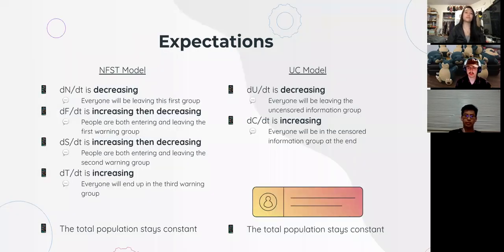For our expectations of the two SIR models, in the NFST model, the derivative of N is decreasing since everyone will be leaving the first group. The derivatives of F and S are both increasing, then decreasing, since people are both entering and leaving different warning groups. And the derivative of T is increasing, since people will end up with the third warning. For the UC model, the derivative of U is decreasing, since everyone will be leaving the uncensored information group. And the derivative of C is increasing, since everyone will be in the censored information group in the end. And the total population stays constant for both cases.